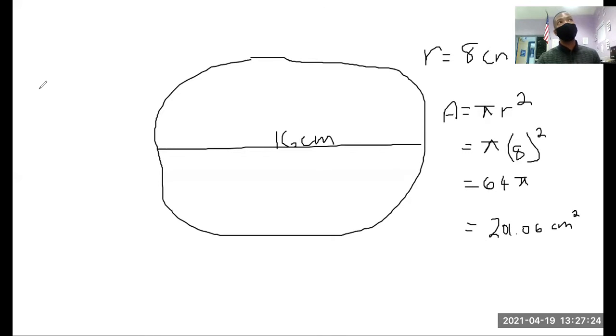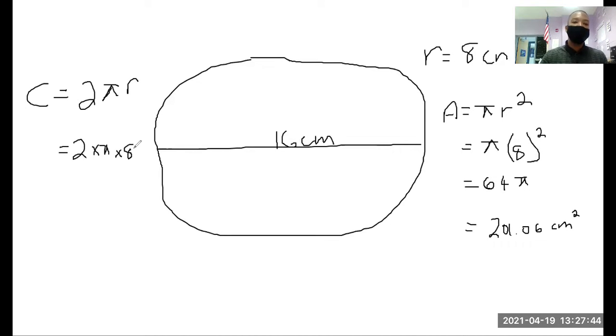Now with the same question, I could ask you to find the circumference. If we want to find the circumference of this circle, we do 2 times pi times r. I already know that r is the radius. So we do 2 times pi times 8 centimeters. When you calculate this out, you get 50.3 centimeters.